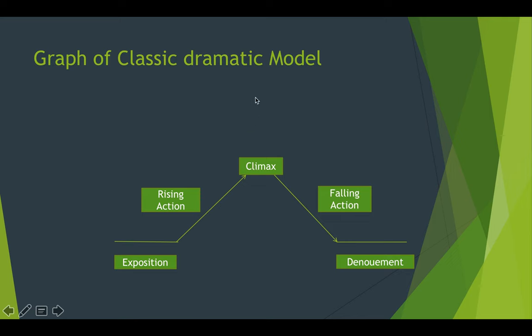After that, you have the falling action, which is everything coming back together, all the pieces falling back into place. And then you have the denouement, which is the resolution, which is where everything wraps up. And it doesn't always wrap up neatly. Just because you have a cliffhanger doesn't mean it's not a denouement. It is. It's just a different kind of resolution.